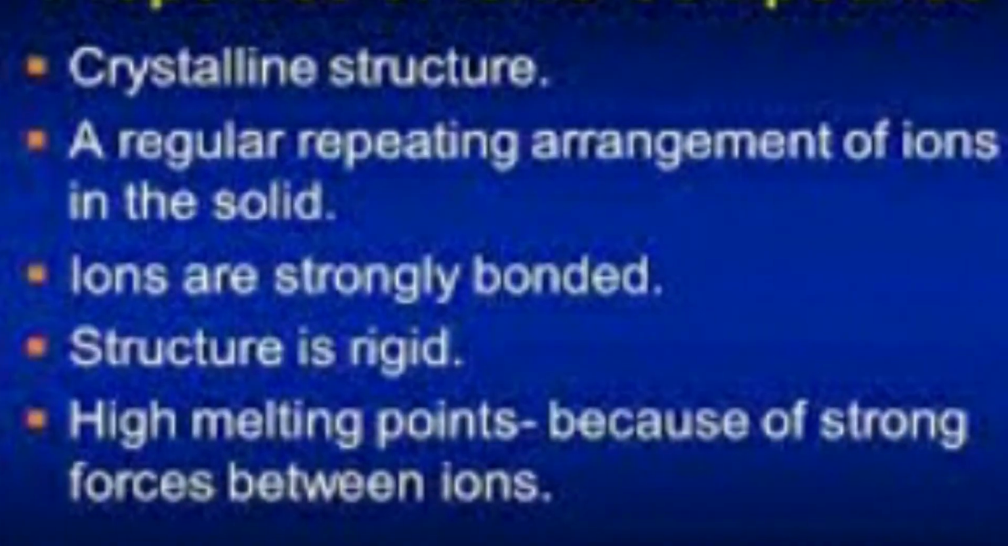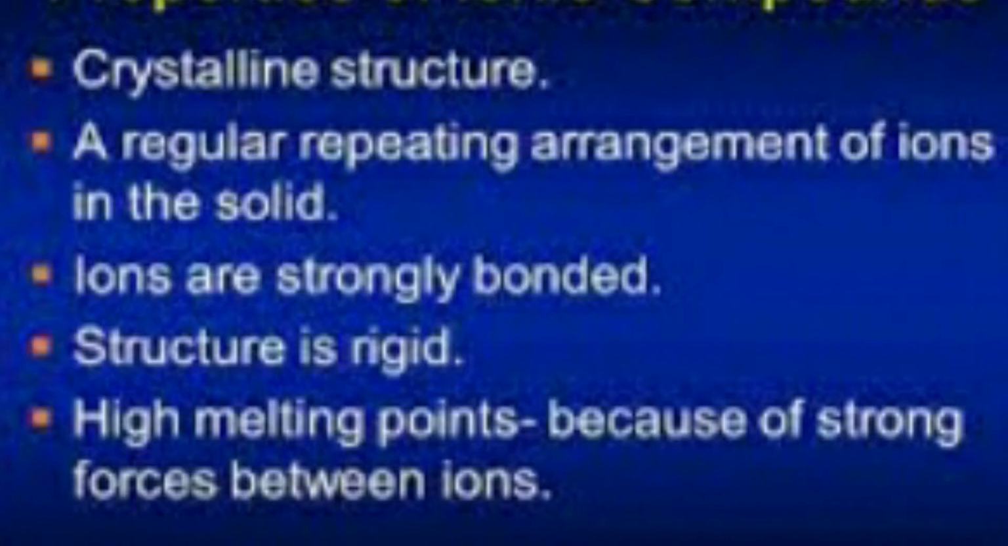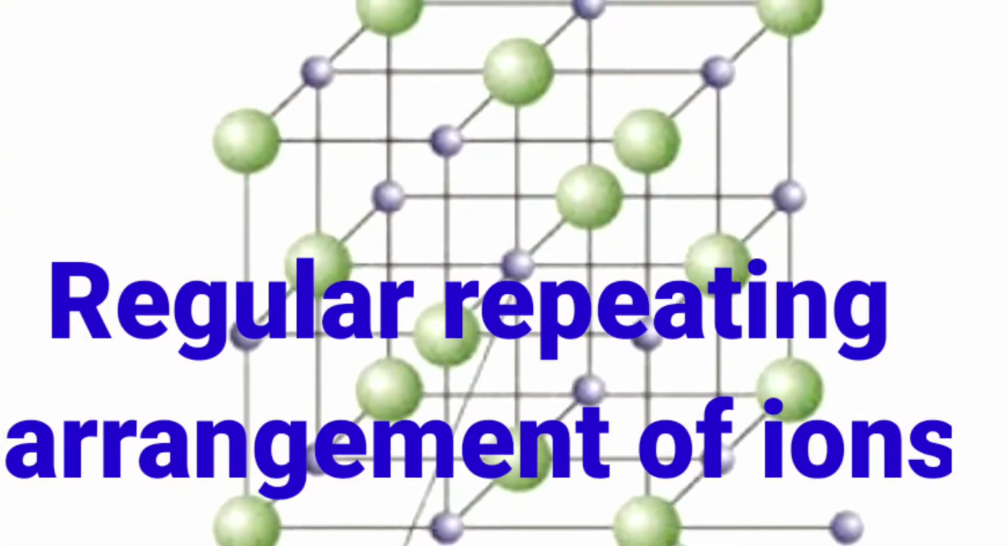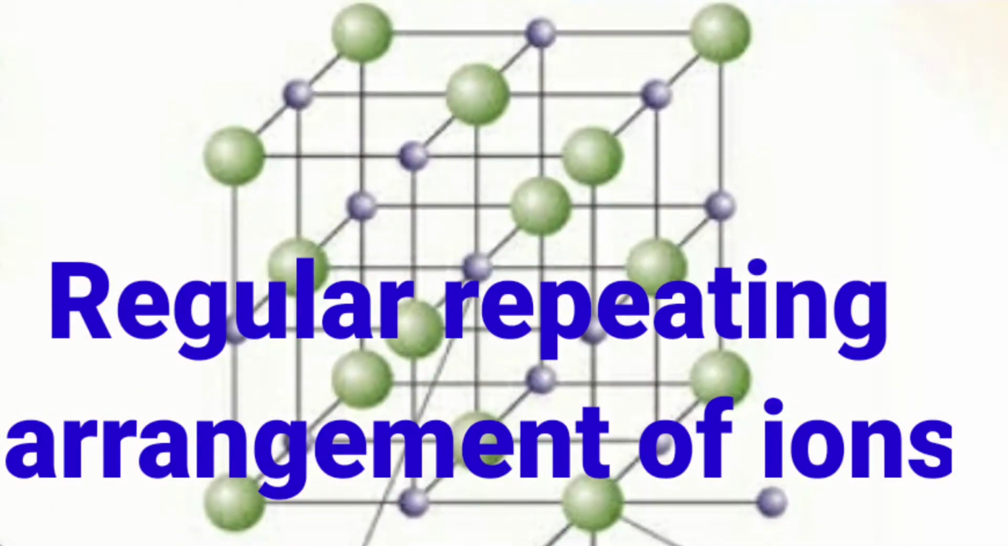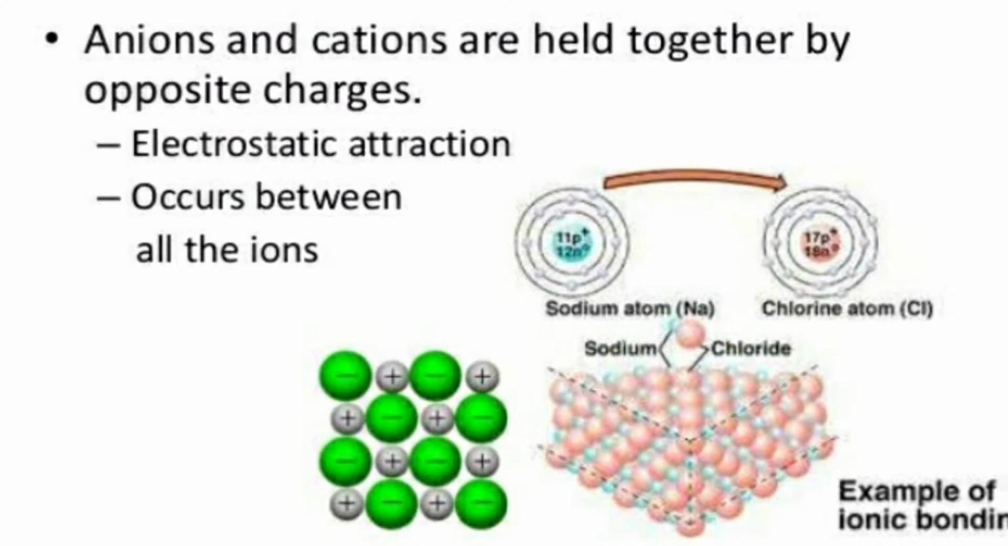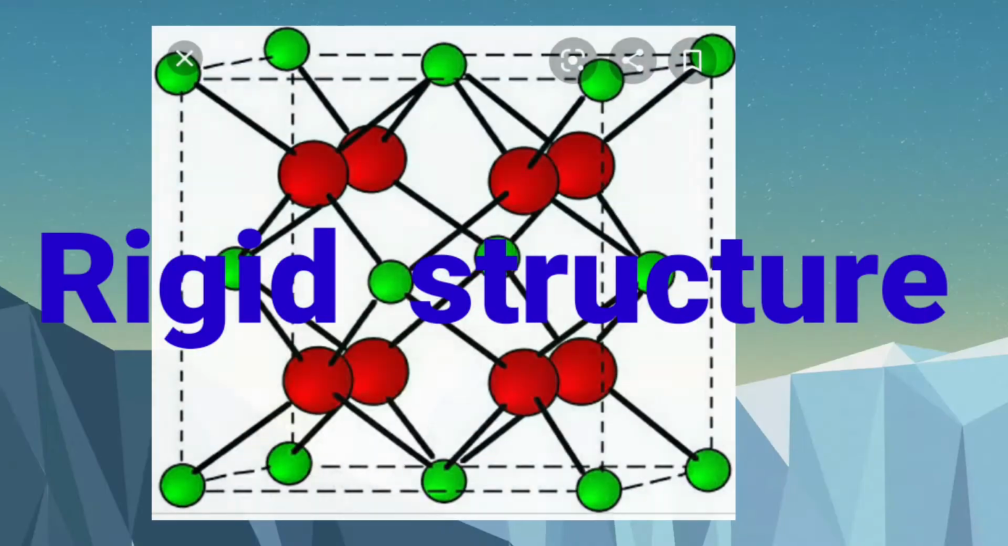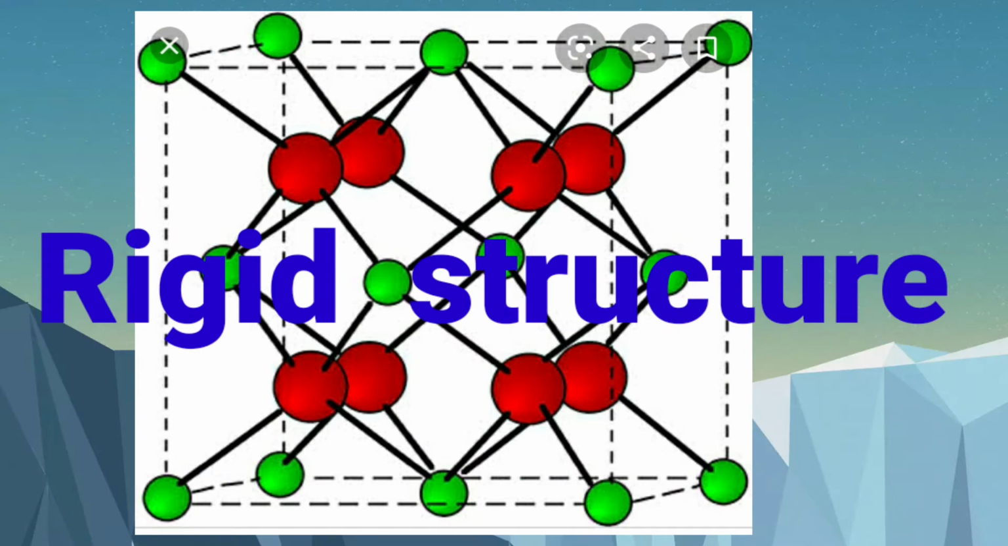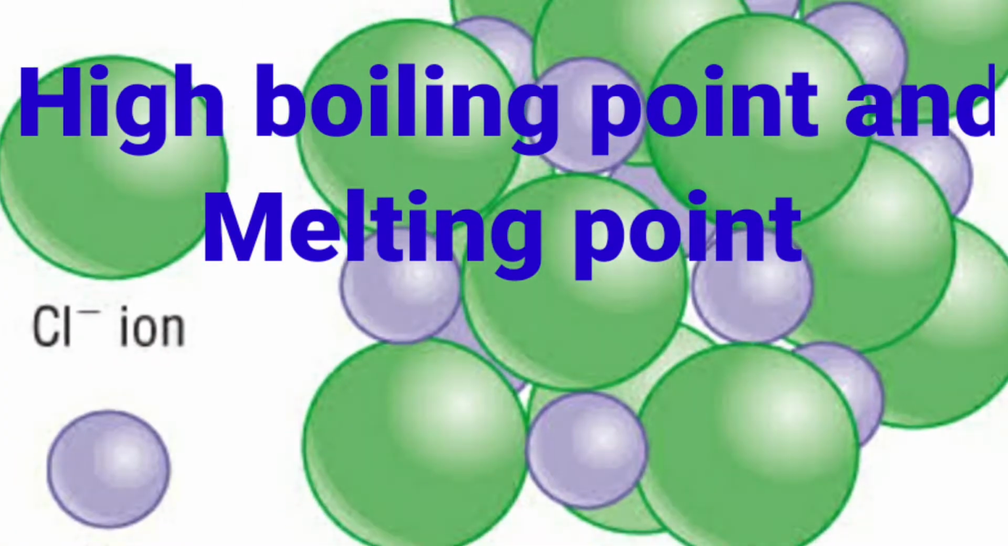Second, they have a regular repeating arrangement of ions. Third, ions are strongly bonded, children, because of the strong electrostatic force between them, and the structure is rigid. Next, they have a high boiling point and high melting point because of the strong forces between the ions.